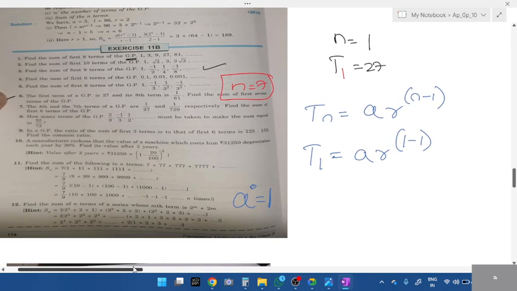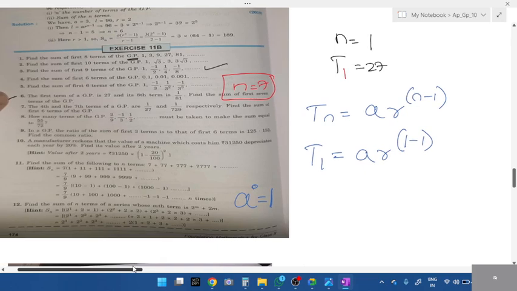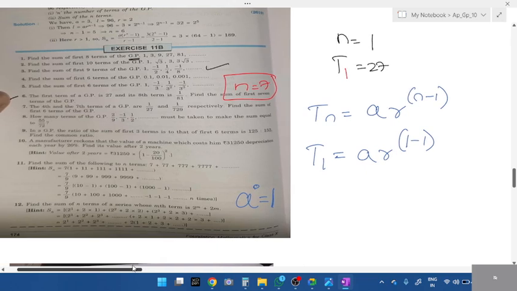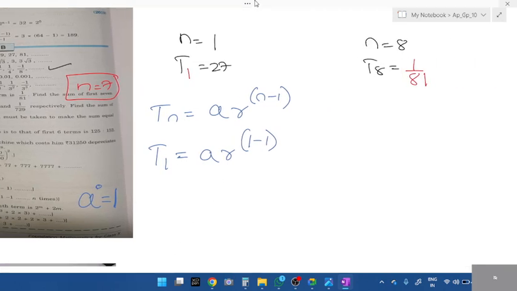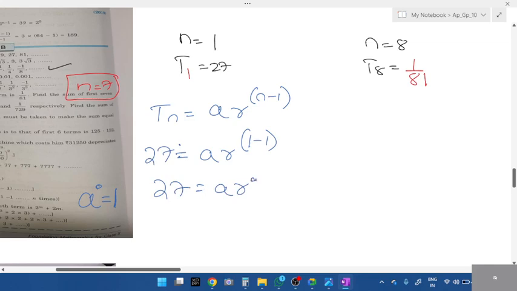The first term of a GP, the 8th term, the 4th term and the 7th term are given. Find the 6th term. Okay, so T of 1 value is 27. Let me write T of 1 is 27. So 27 is equal to a r to the power of 0. Next, substitute this, students. Try the value for this. Be quick.